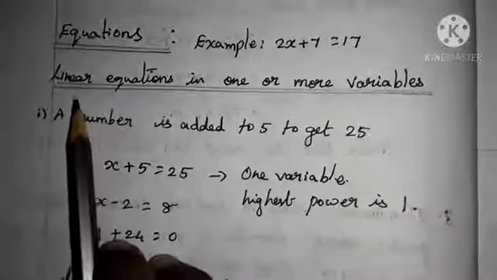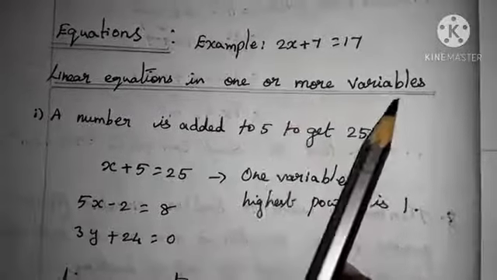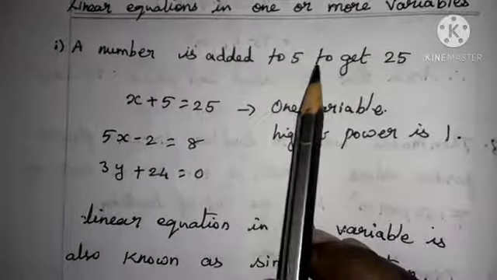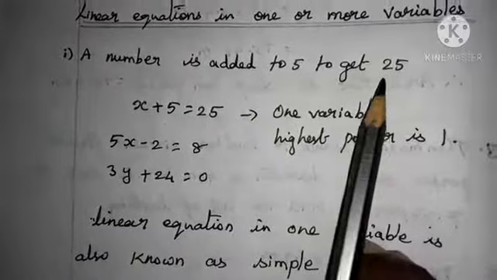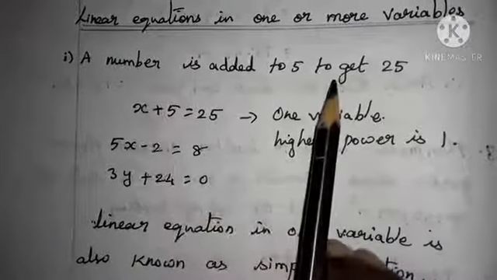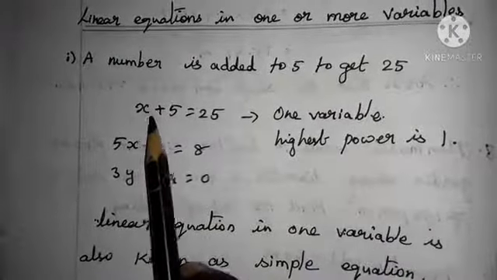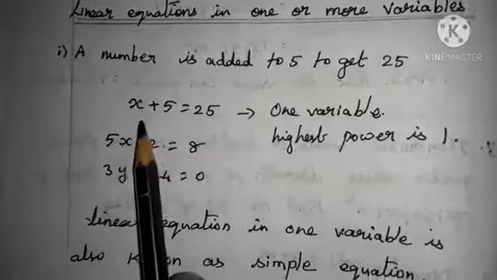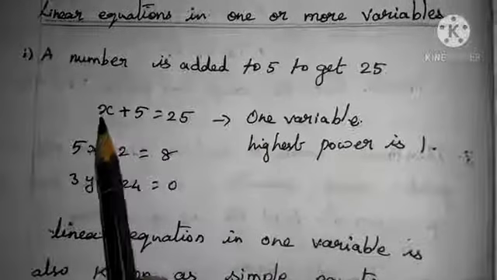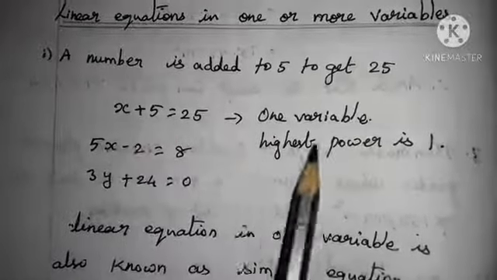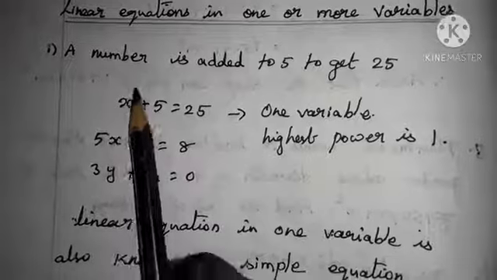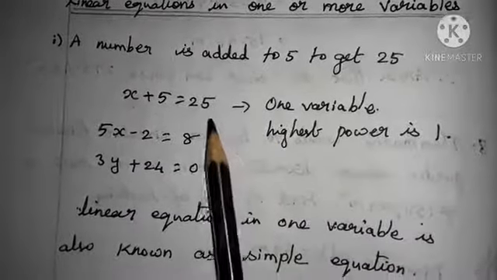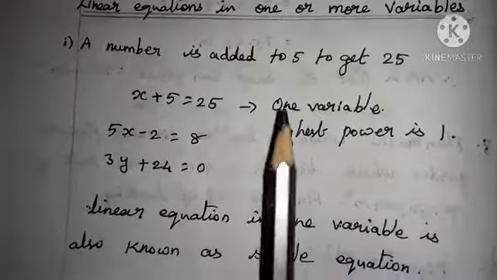Next we are going to see linear equations in one or more variables. Consider the example: a number is added to 5 to get 25. This algebraic statement can be written as x plus 5 is equal to 25. This is formed by one variable, that is x, and the highest power of this variable is 1. So it is called a linear equation in one variable.